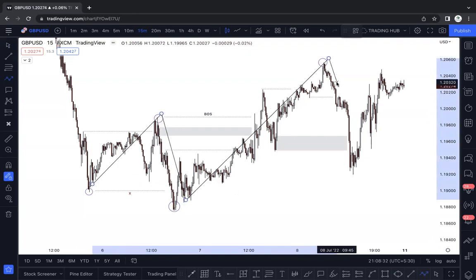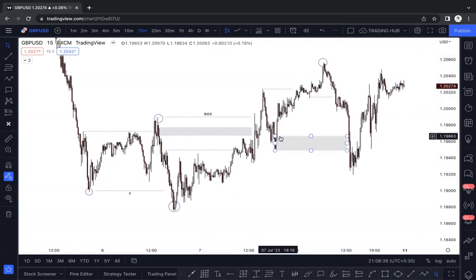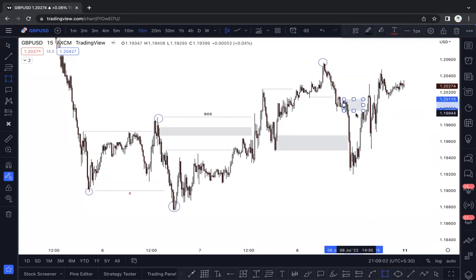Take the structure like this. So this demand is not actually demand, and some people mark this as a BOS and look for buys, anticipating it goes higher. Then what happened? The market broke this zone, and now people anticipate a sell here because they think the market is extremely bearish in the higher time frame, and this demand has been broken, so they again look for a sell in this zone.